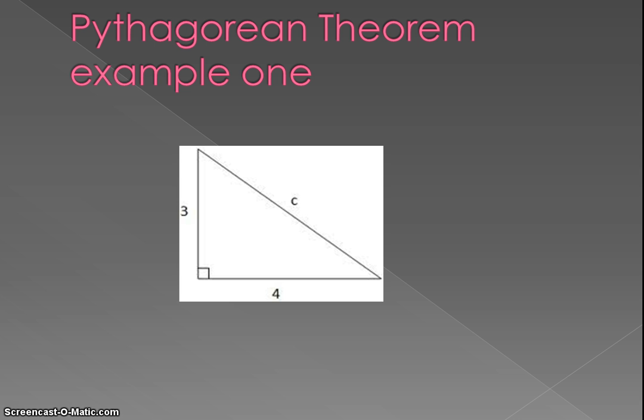The first thing we are going to do is write the formula a squared plus b squared equals c squared. The second thing we are going to do is square 3. So 3 times 3 equals 9. Now we are going to square 4. 4 times 4 equals 16. Now we are going to take 9 and add it to 16, which equals 25.